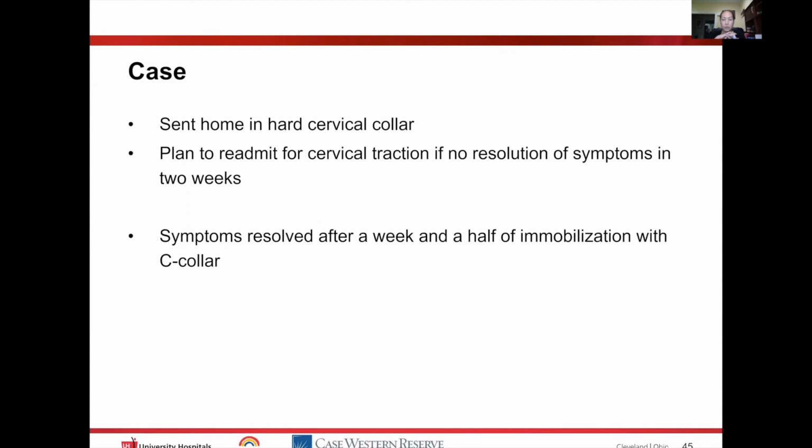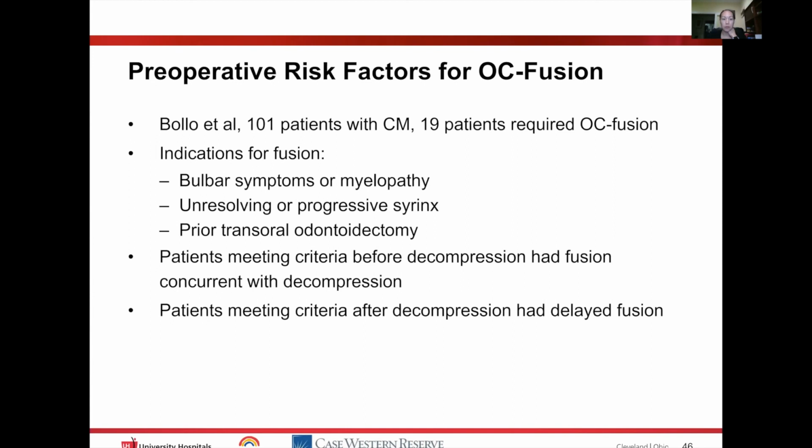So she was someone that I put in a hard collar or a cervical collar, just to see if I could give her a little bit of extra support. And then if she didn't have any resolution in her symptoms, I was going to try her in cervical traction to see if that could stop her hiccups. But after about a week and a half in the collar, her hiccups completely went away. So that sort of gave me the answer. And so then you have to have this talk with them of, I think we're heading in the direction of an occipitocervical fusion.